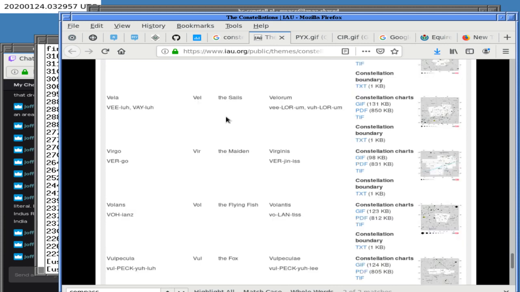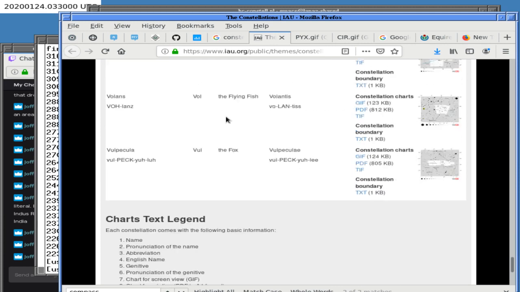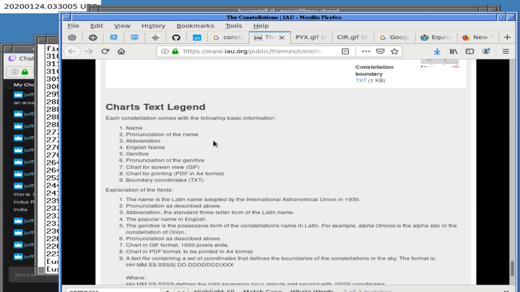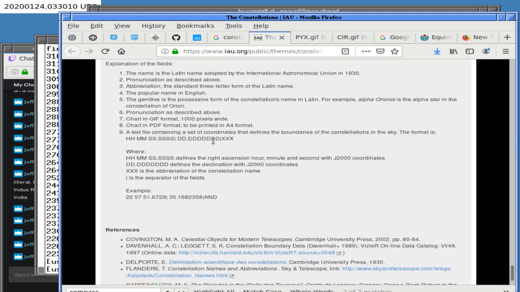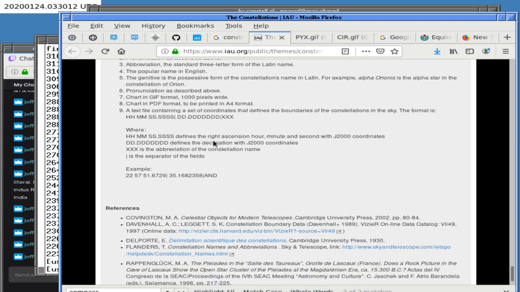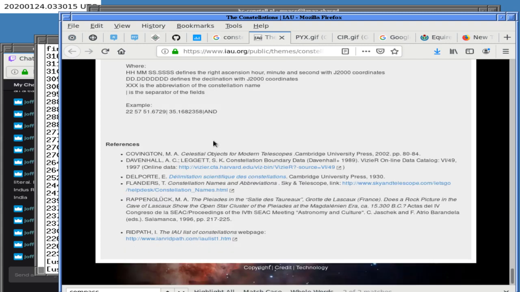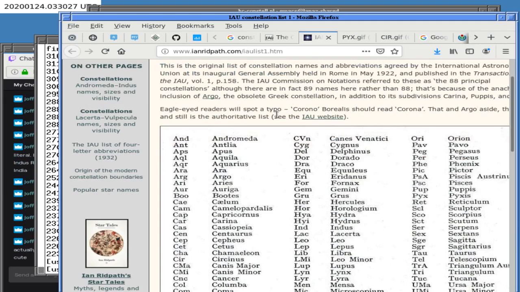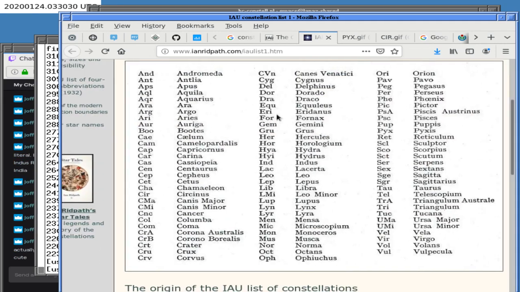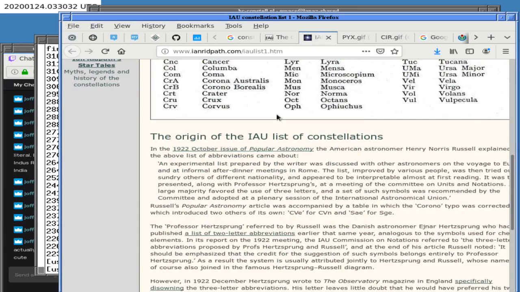The sails, Vela the sails, yeah, that's... Volans, the flying fish. And again, yeah, the problem here... And I'm sure you could find a... oh, wait a minute, what the hell is this? Ooh. This is probably less exciting than it seems.